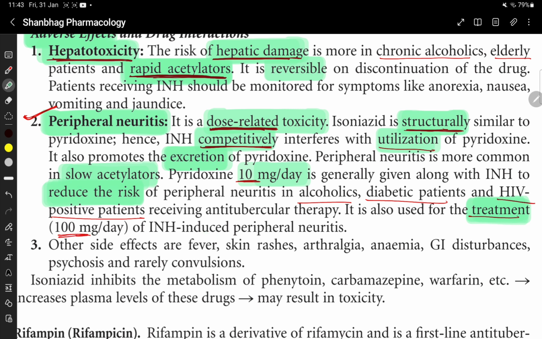Other side effects are fever, skin rash, arthralgia, anemia, GI disturbances, psychosis, and rarely convulsions.